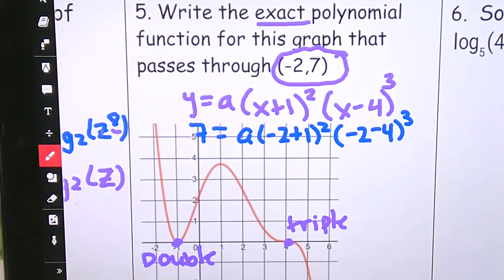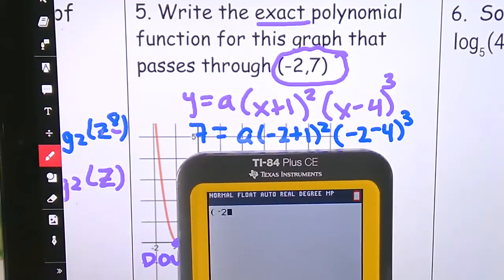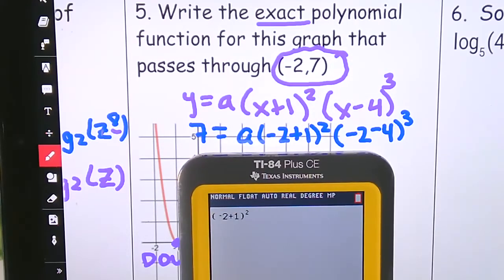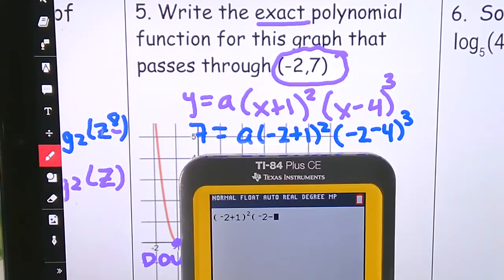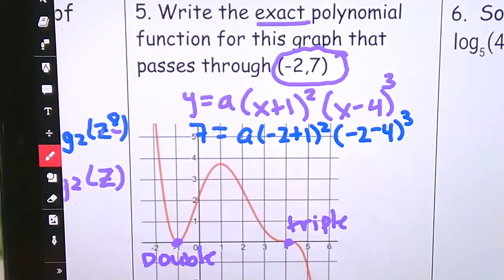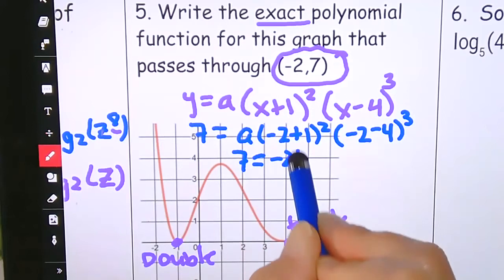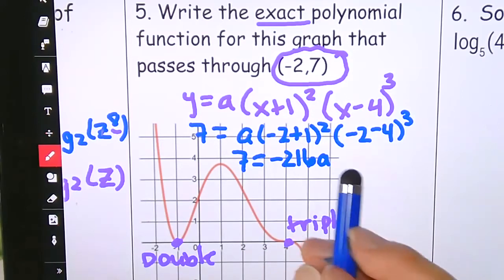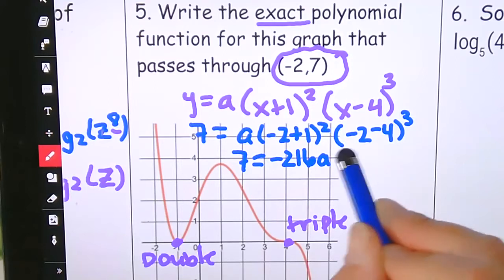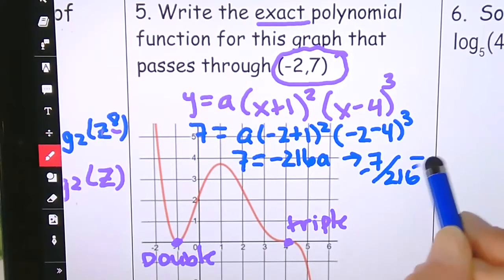So put that in my calculator. So (-2 plus 1) squared times (-2 minus 4) cubed gives me -216. So 7 is equal to -216a. So I'm going to get -7 over 216 is my a.